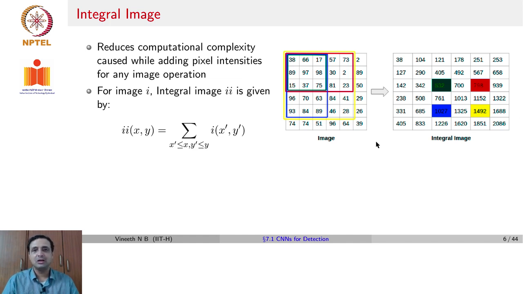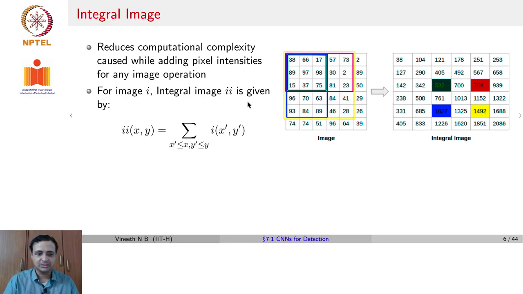As I just mentioned, this work also introduced the idea of what is known as an integral image. This is a fundamental concept, not necessarily anything to do with face detection. It's a way of making computations faster, especially when you use Haar-like features. But this was introduced in this particular work by Viola and Jones for doing object detection. So let's see what an integral image is. The idea is to reduce computational complexity when you're adding pixel intensities for whatever option.